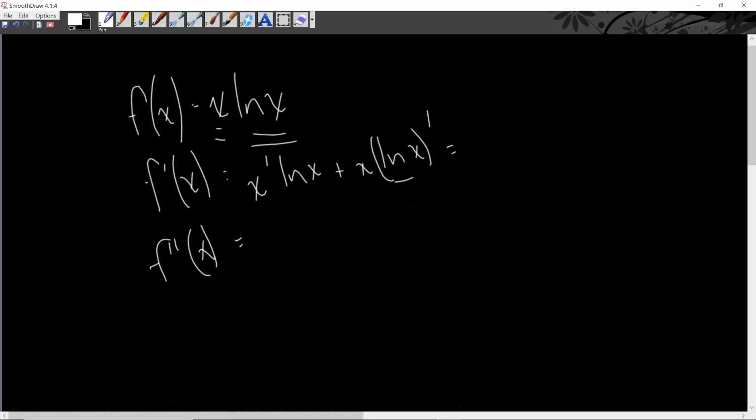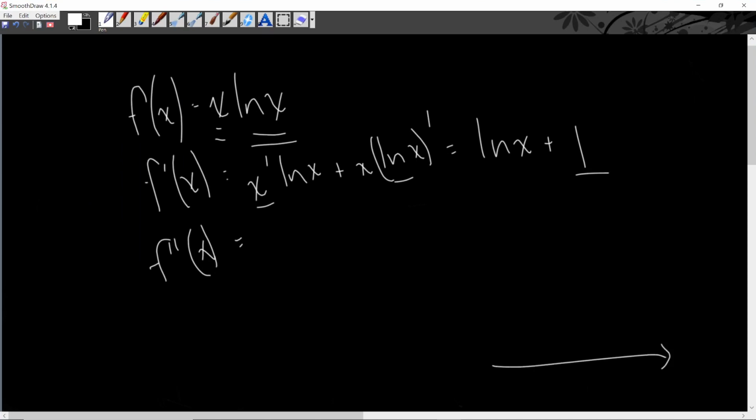And now this one we said was 1 over x, and we said this one's 1, so x prime ln x is going to be 1 times ln x, which is ln x, plus x times 1 over x, so that'll be a 1. And then this one will be nice and easy. We have the derivative of a constant, which is 0.